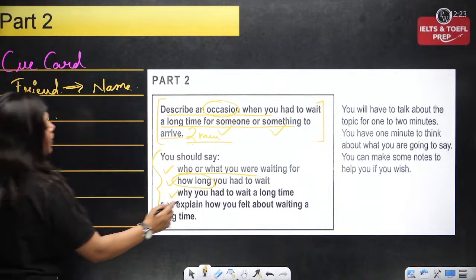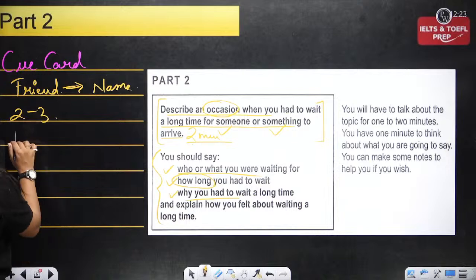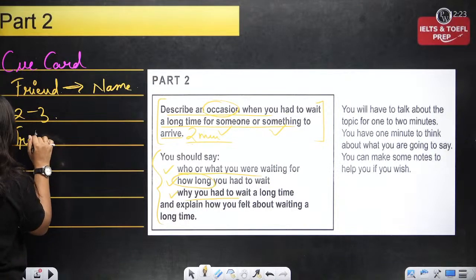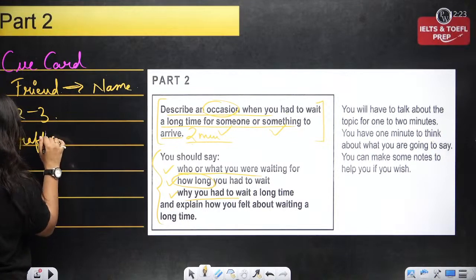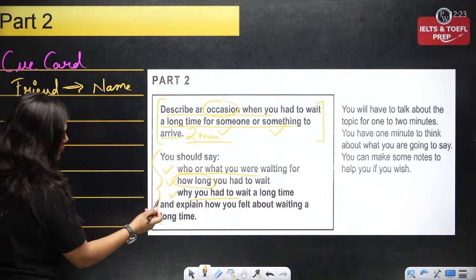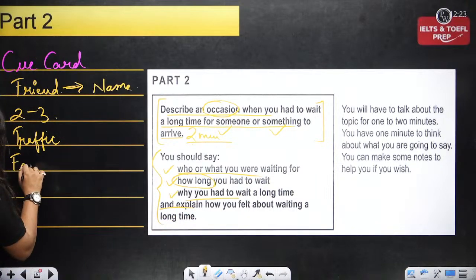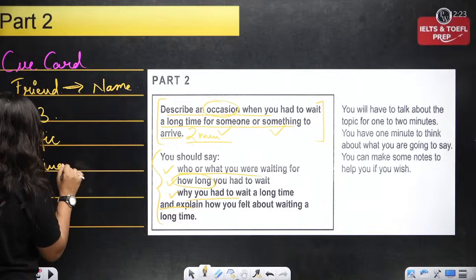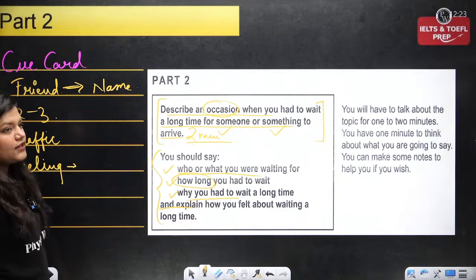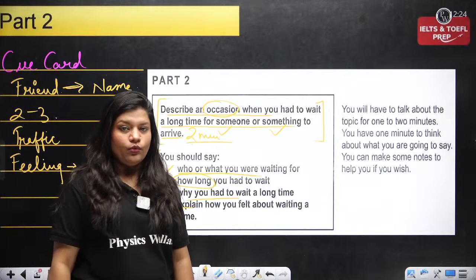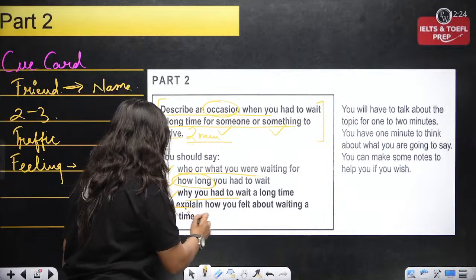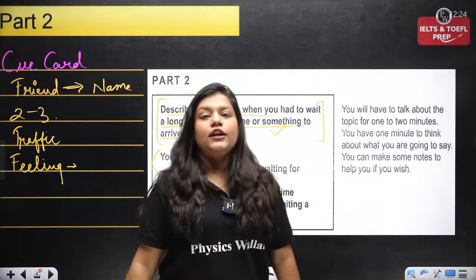Okay, why did you have to wait a long time? Because you might have been stuck in traffic, so there was a possibility that you had to wait. And explain how you felt about waiting a long time. You have to talk about the feeling, how you felt, like excited or anxious, or annoyed or angry, or whatever feeling you felt. You have to just explain that in the particular question.